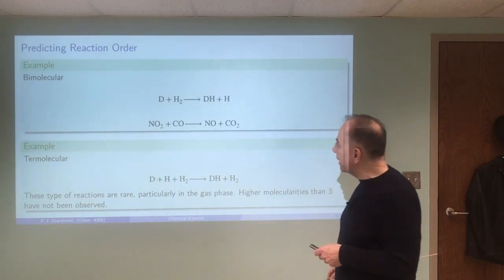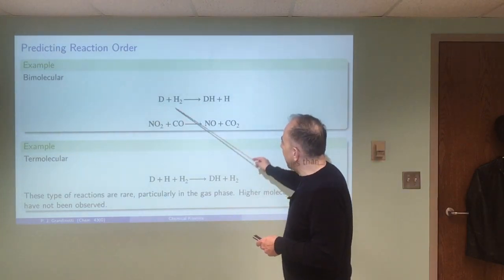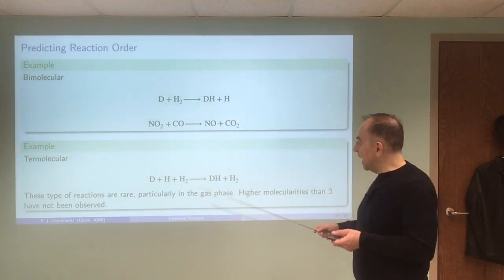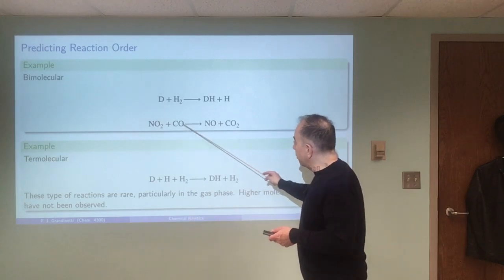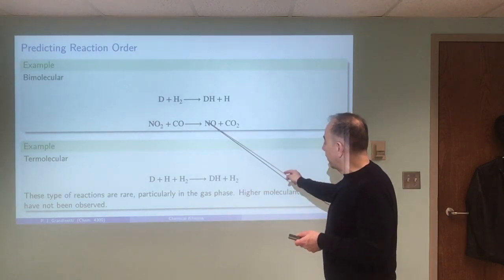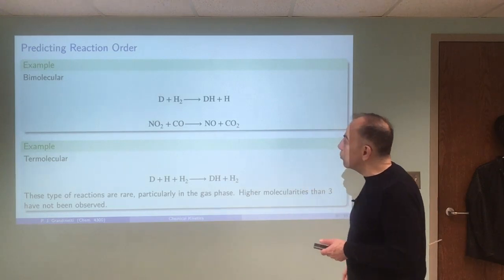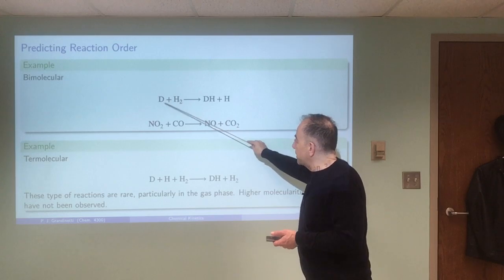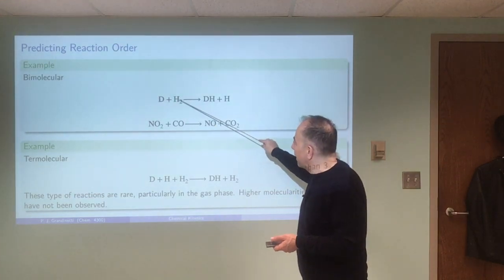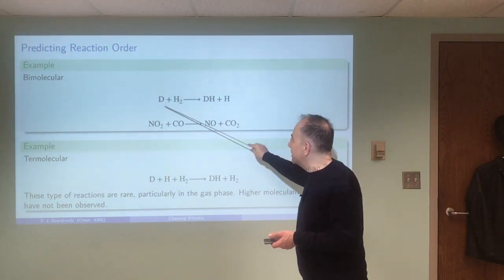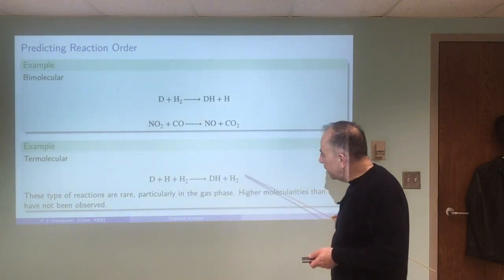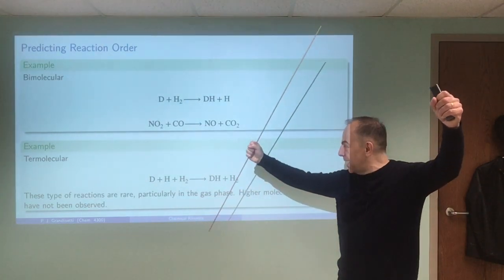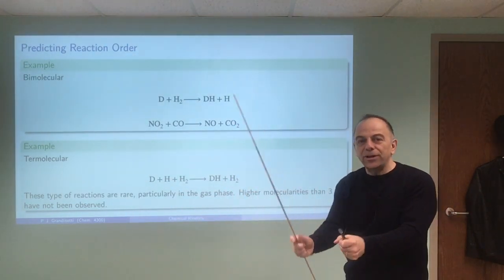As an example of a bimolecular reaction, imagine deuterium colliding with a hydrogen molecule, knocking off the hydrogen and forming a DH diatomic molecule. Or an NO2 reacting with the carbon monoxide to form nitrogen oxide and CO2. These are all bimolecular because in this step, you can imagine physically this one approaching this species and forming this reaction. In a termolecular case, then you might have to imagine then a deuterium coming in, a hydrogen coming in, hitting a hydrogen molecule somewhere down here.